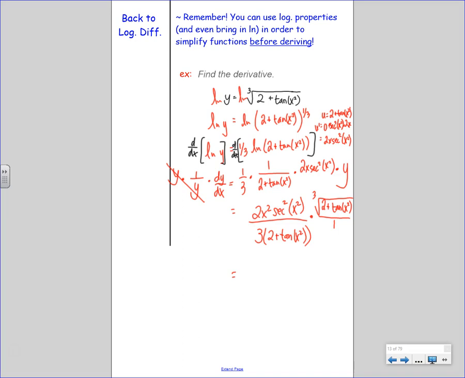Like x squared over x to the 5th. What would we do with those exponents? We would cancel by subtracting them. So this one's 1/3. This one's 1. What happens when we subtract 1/3 minus 1?